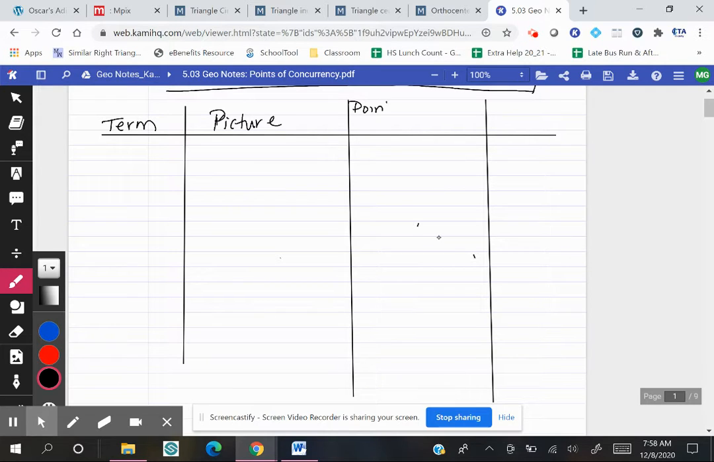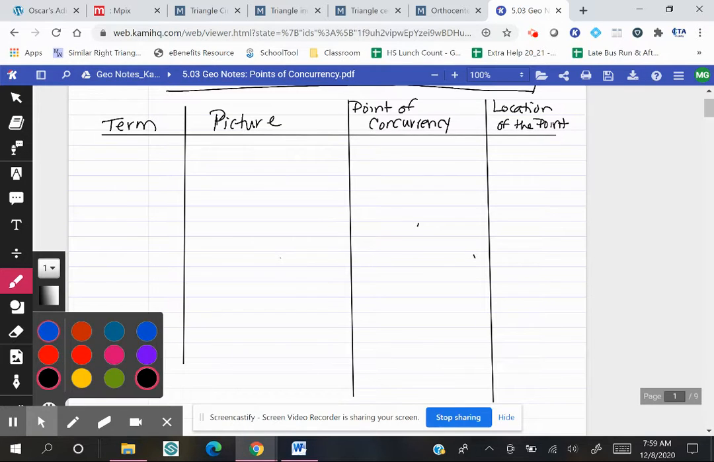Then we're going to write what is the point of concurrency. Now concurrency just means where the lines meet. So it's a point where all the lines would meet at a single point, and the location of that point.